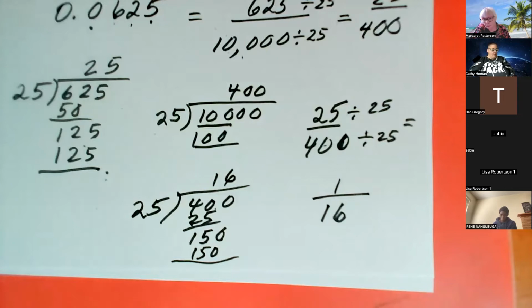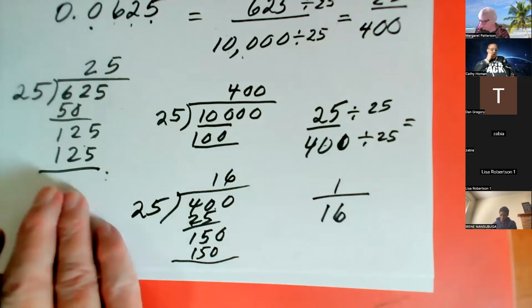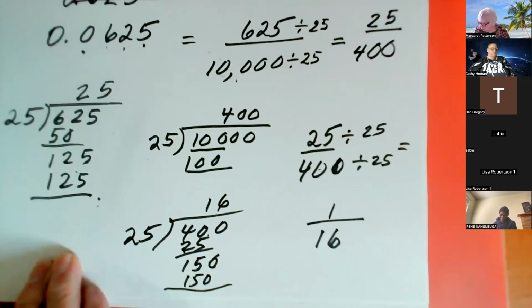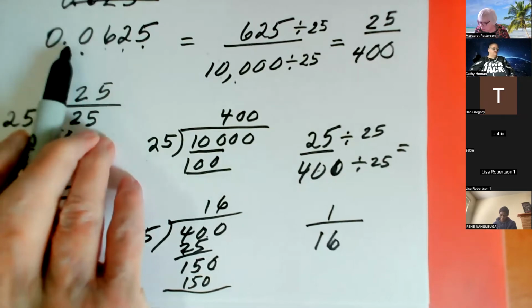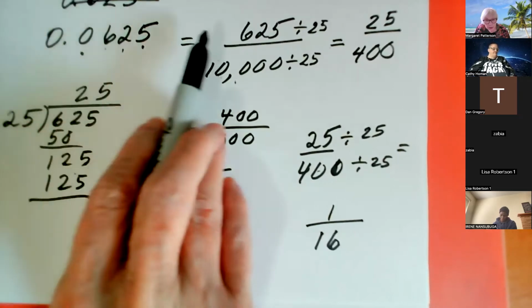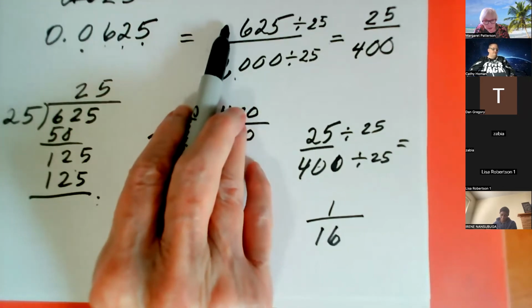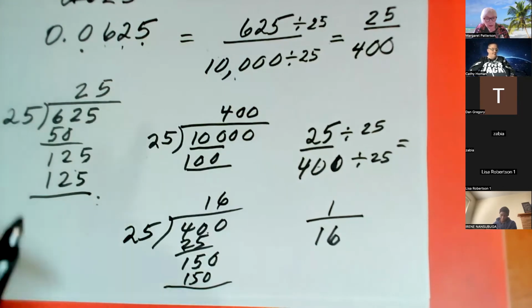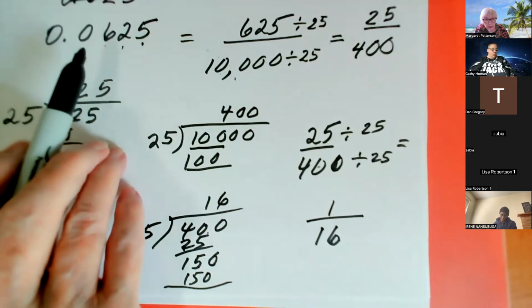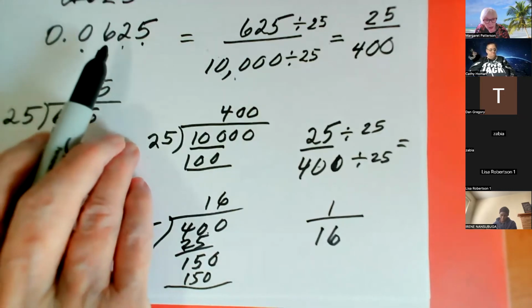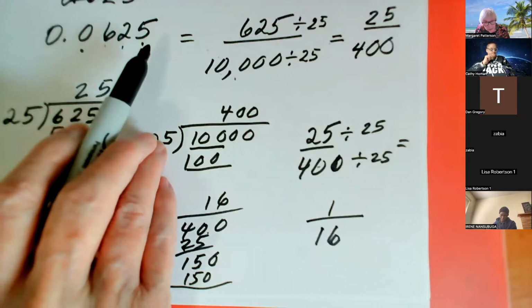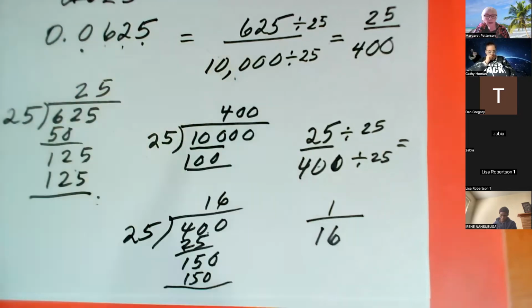So when we change it to the fraction, we don't use any zero before the numbers. You don't usually put a zero there. So it's tens, hundreds, thousands, 10,000s. That was the number that went here.